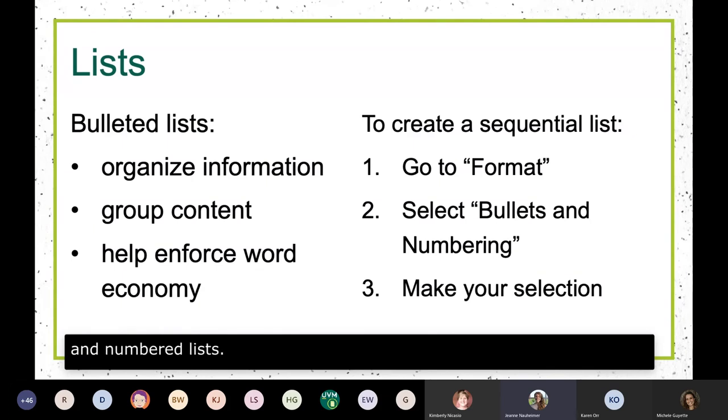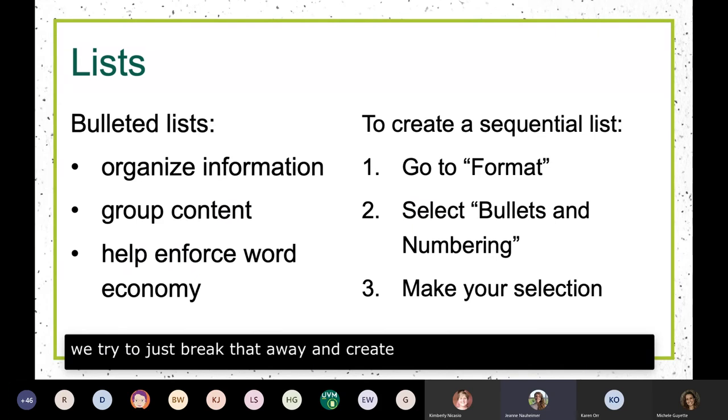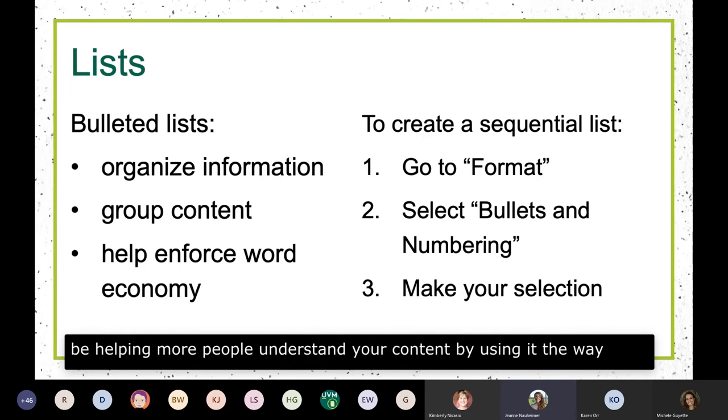And again, I know that people will either want a different kind of bullet, or maybe they want to use a star instead of the bullet, or sometimes we just get frustrated with auto formatting, and we try to break that away and create our own formatting. I hear you, but the more Microsoft's been updated, these are becoming friendlier, and they're also going to be helping more people understand your content by using it the way that it's supposed to be used.